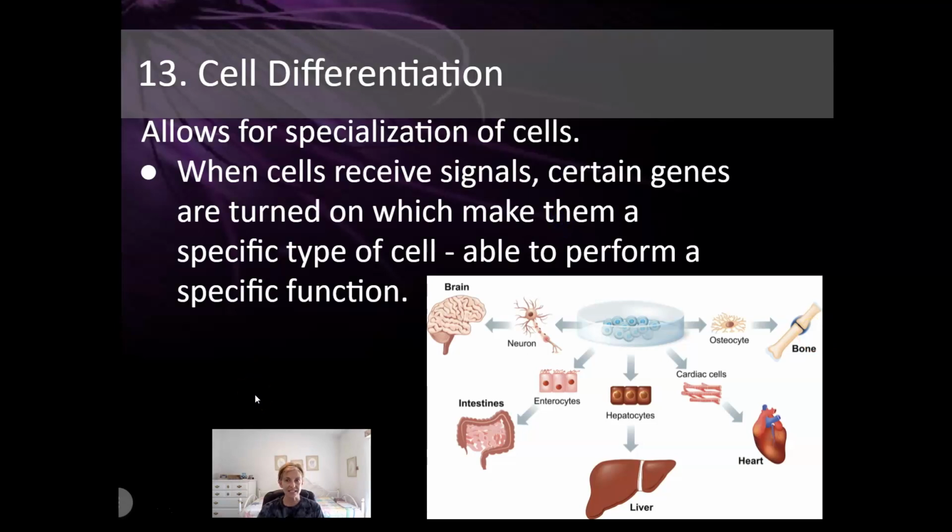So when cells receive signals, certain genes are turned on, which makes them turn into a specific type of cell because they start exhibiting those genes and not other genes. And that's really what makes all of our cells different, is what genes are being expressed.